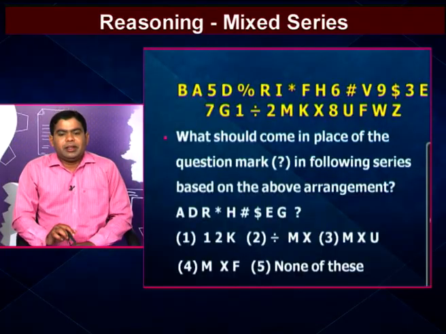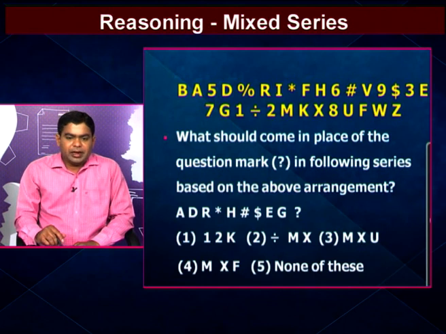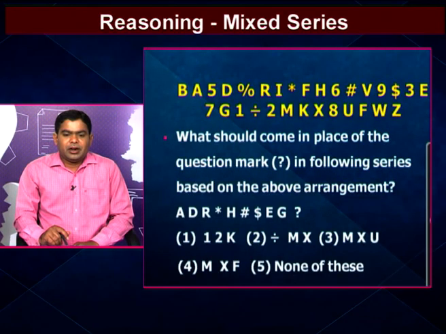What should come in the place of the question mark in the following series based on the above arrangement? So in our series A, D, R, star, H, hash, dollar, E, G is given. We find out which one is next. So here in the question 5 options are given. So in these 5 options, which option is suitable in the place of the question mark?